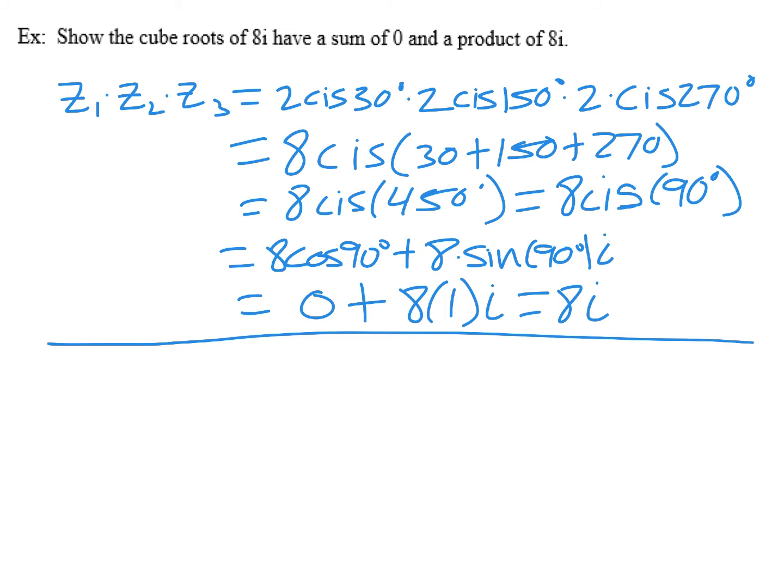Now, to add them up to show that they have a sum of 0, right? This gets a little interesting for us because we're like, all right, let's look back in our notes where we learned how to add complex numbers in trig form. Guess what? We didn't do that, okay? So we got to convert them back over to rectangular.